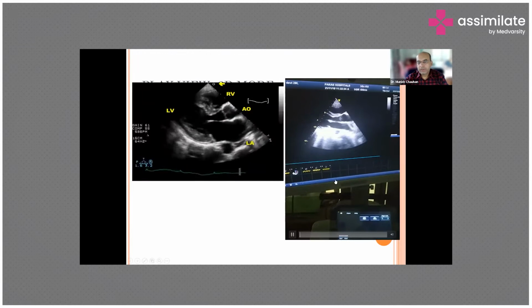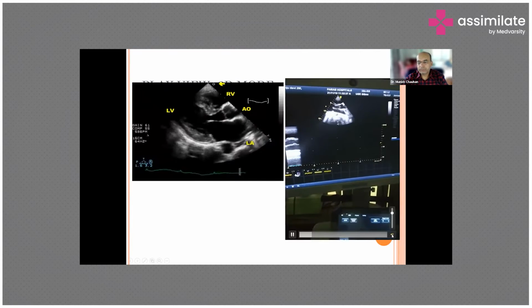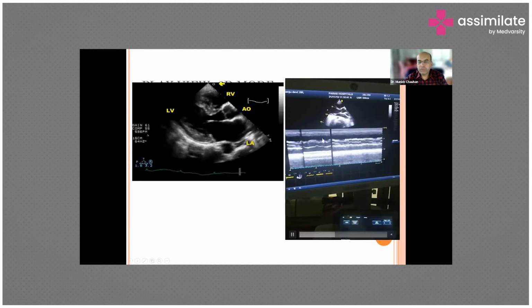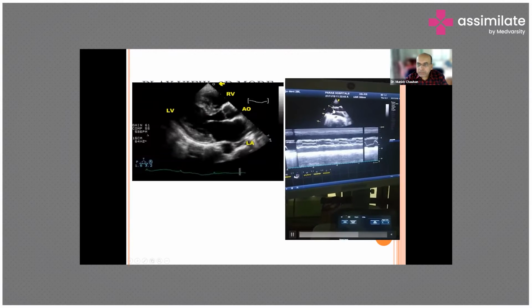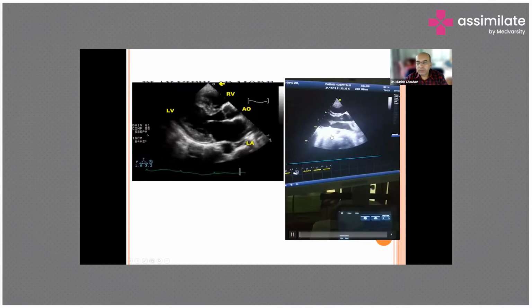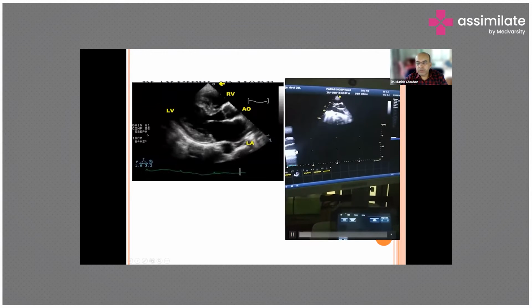Okay, this is the same view, and this is the M mode. So this was the 2D mode. This is the line cutting. Wherever this line goes, this is the M mode. This M mode will show the relative movement with the heartbeat.